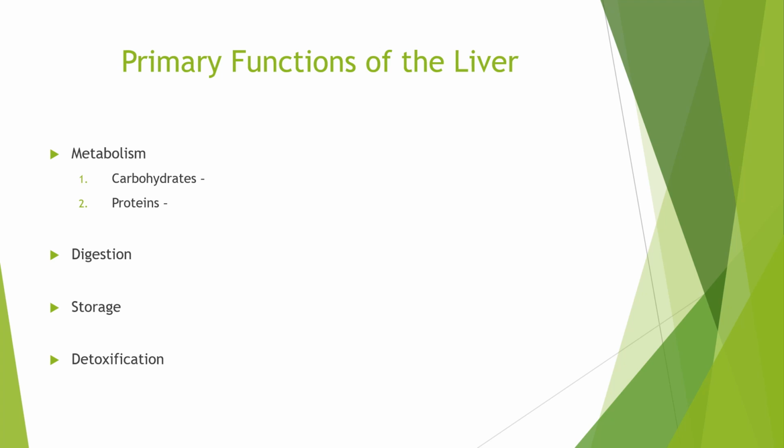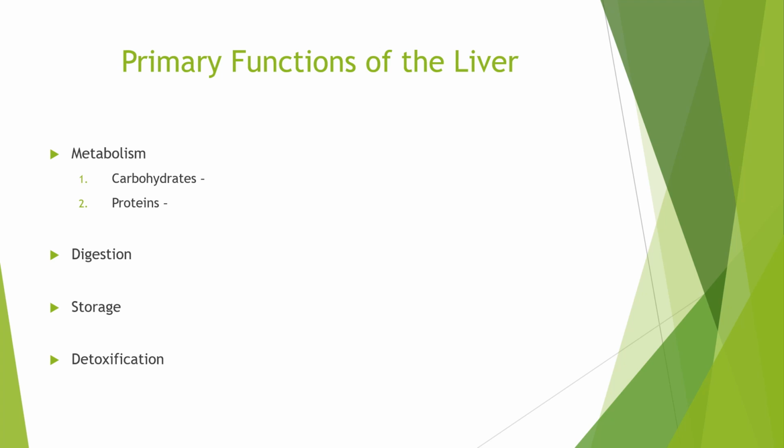It's also a major site for metabolizing fats. The dietary fats are going to be converted in the hepatocytes to lipoproteins, the form in which fats are going to be transported throughout the body for storage or use, and the stored fats can be transported to the liver and converted into energy. The liver's also going to manufacture some plasma proteins.